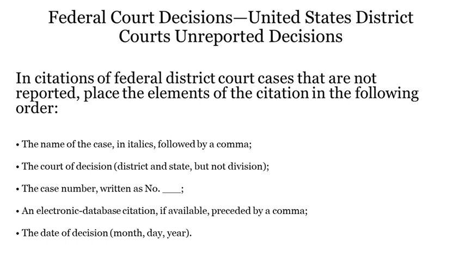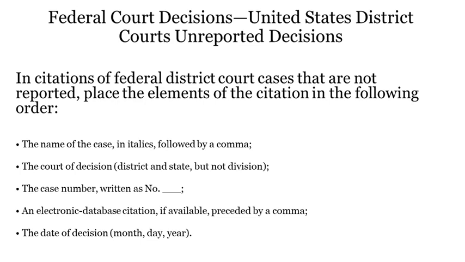Okay. In citations of federal district court cases that are not reported, place the elements of the citation in the following order. The name of the case in italics, followed by a comma. The court of decision, district and state again, but not division. The case number, an electronic database citation if available, preceded by a comma, and the date of decision, month, day, year. And then again, for more citation examples of U.S. District Court's unreported decisions, visit page 26, section 1.4c.